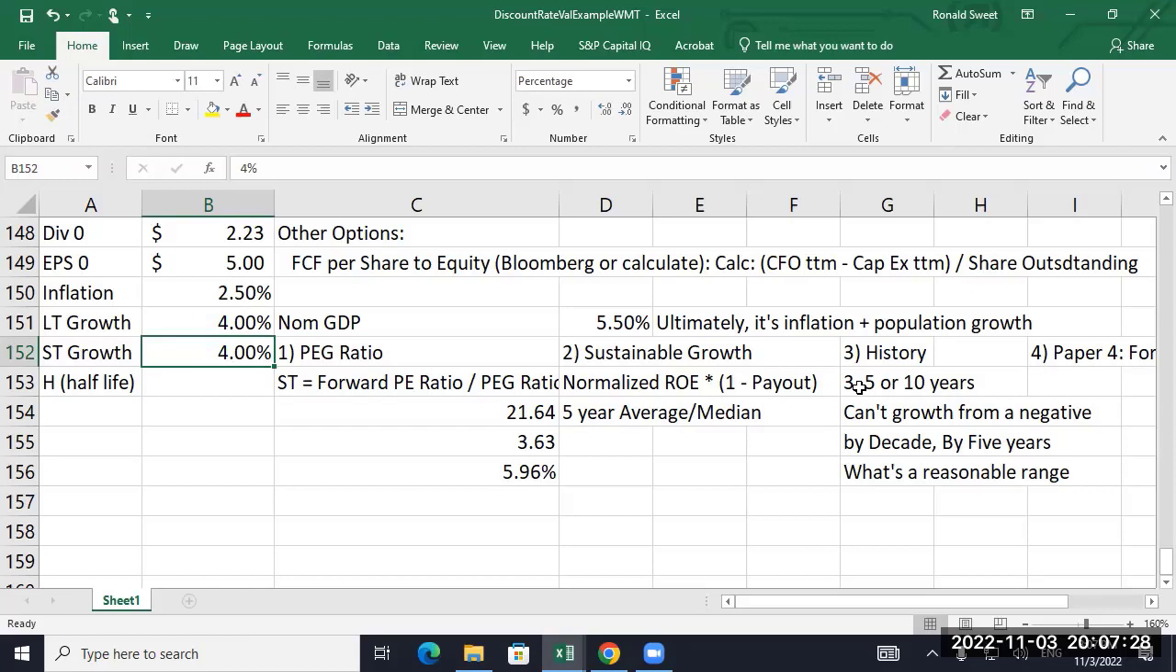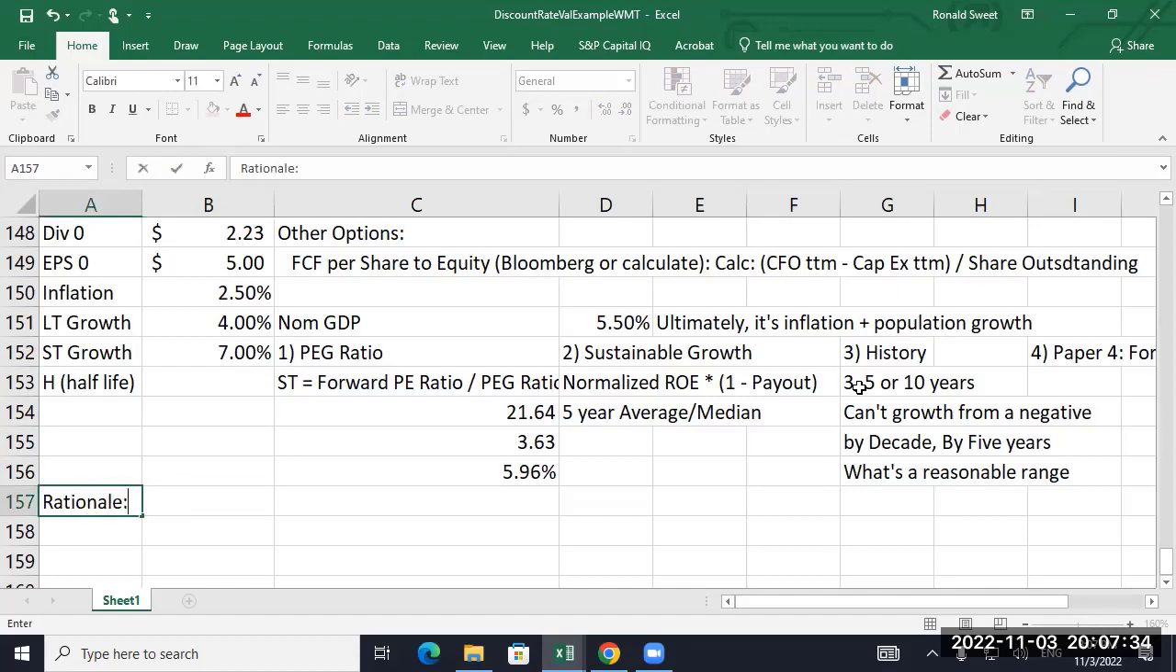So let's say 7%. And see what is your rationale. So if I were you, I would say maybe go back to your forecast paper and talk about it. So we're talking about curbside. Might make some sense. Home delivery.